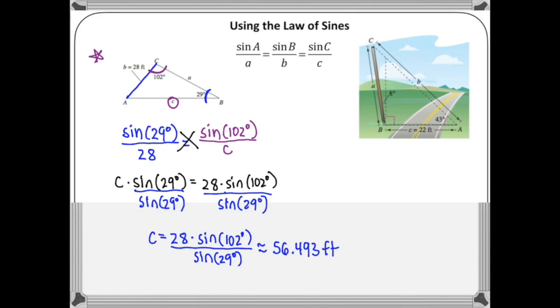So what I'm going to do is erase everything out, and I'm going to solve, even though we know what angle A is right here, I'm going to go ahead and solve for that just so we can see how to solve for an angle using the law of sines. Okay, so let me reset everything.